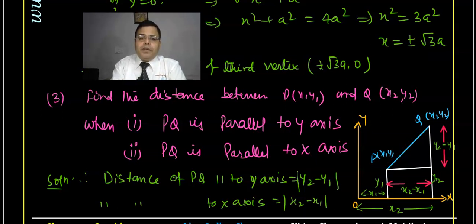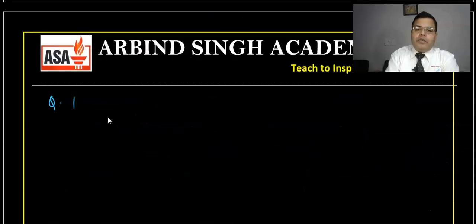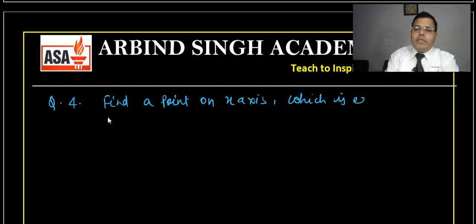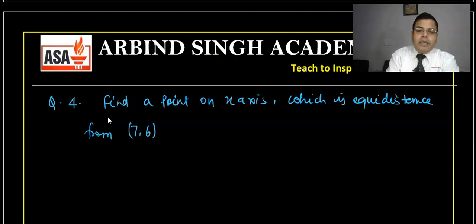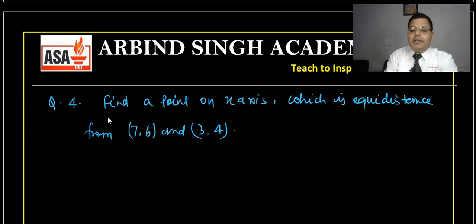You got it? Okay. Now there is a question. Question number 4. Find a point on the x-axis which is equidistant from the points (7, 6) and (3, 4). These are the two points.